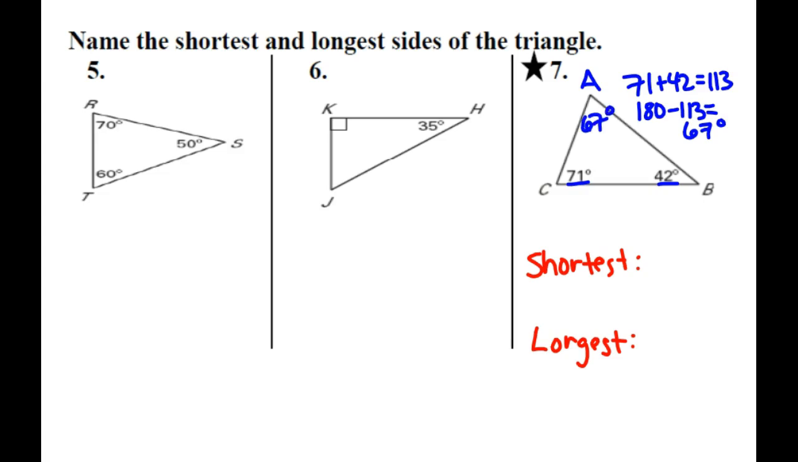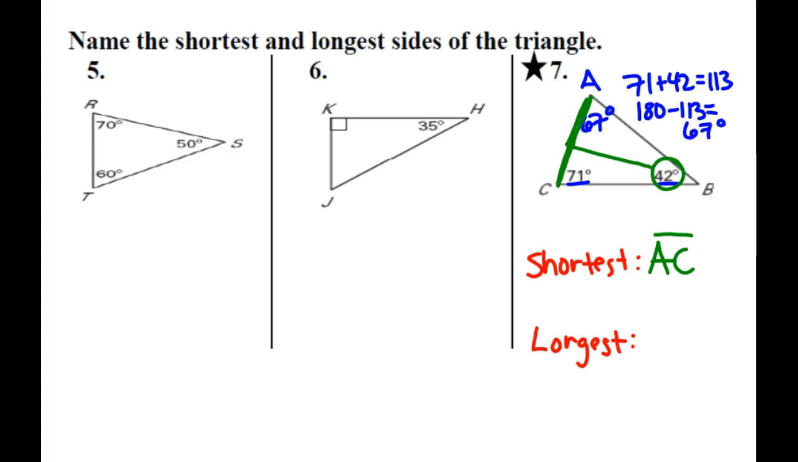Now again, just like we did with the sides, to find our shortest side, we're going to look for our smallest angle. So our smallest angle is 42 degrees. So across from that, we're going to name this side here. Now we can either call that AC or CA. I'm going to call it AC and make sure we put our segment symbol above it.